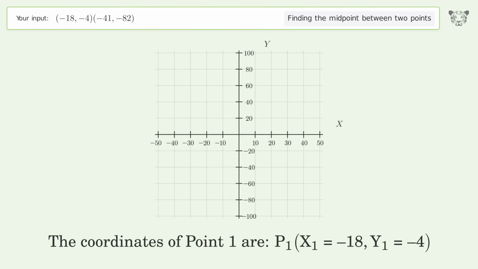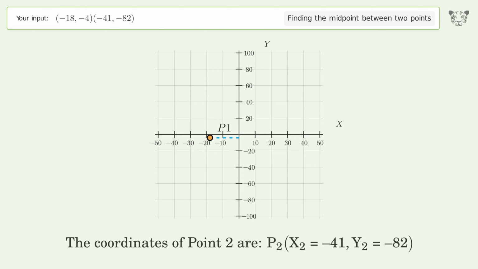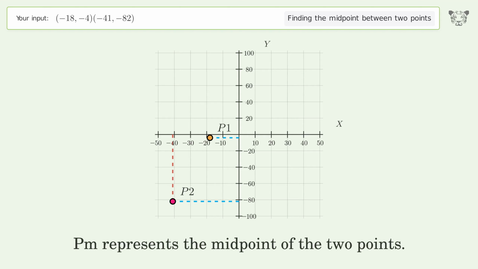The coordinates of point 1 are, x1 equals -18, y1 equals -4. The coordinates of point 2 are, x2 equals -41, y2 equals -82. PM represents the midpoint of the 2 points.